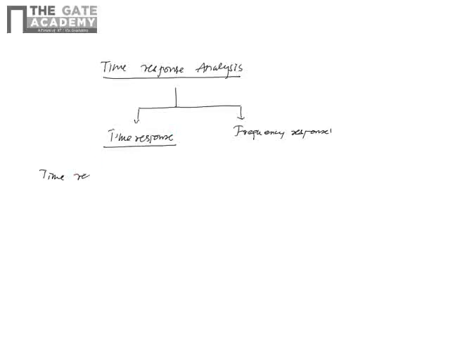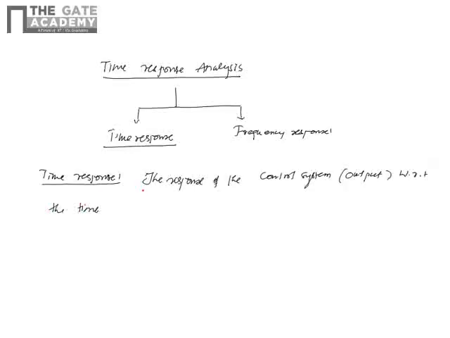First we will see what the time response is. The response of the control system is the output with respect to time when a time-changing reference signal is applied.